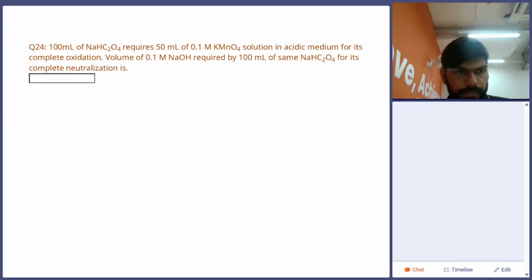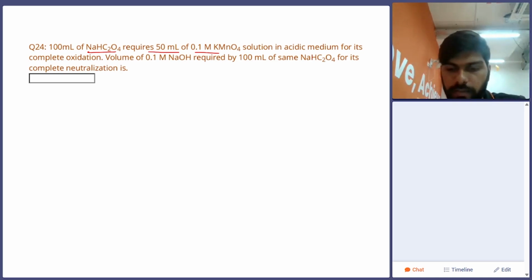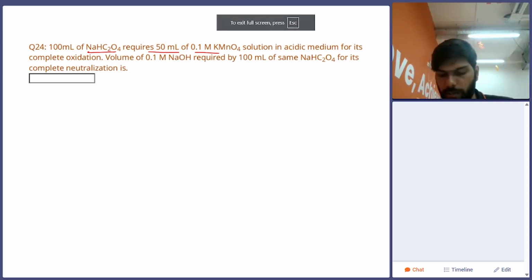Okay. Next, 100 ml of sodium NaHC2O4 requires 50 ml of 0.1 molar KMnO4 solution in acidic medium for its complete oxidation. The volume of 0.1 molar NaOH required by 100 ml of the same NaHC2O4 for its complete neutralization is?